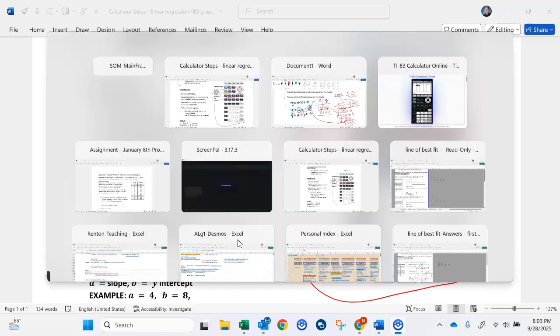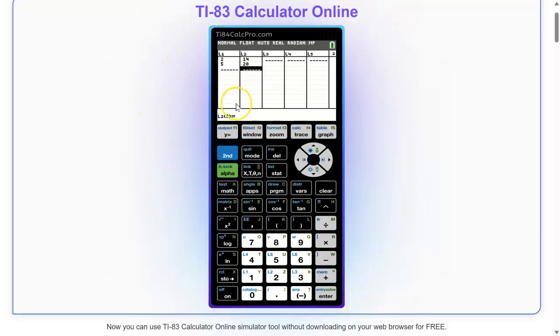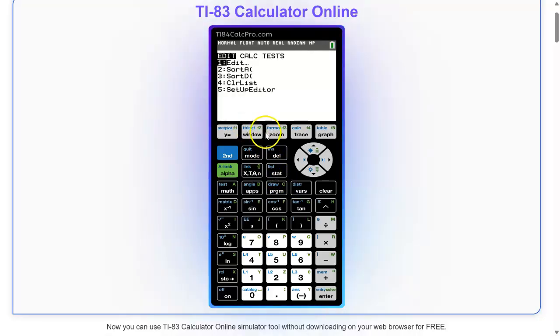So a few things. Let me go through it again. We're going to go to stat. We're going to go to where it says calc. And then we're going to scroll down to 4, linear regression right here, enter, okay, and then we need to scroll down here, enter, and we get a result.